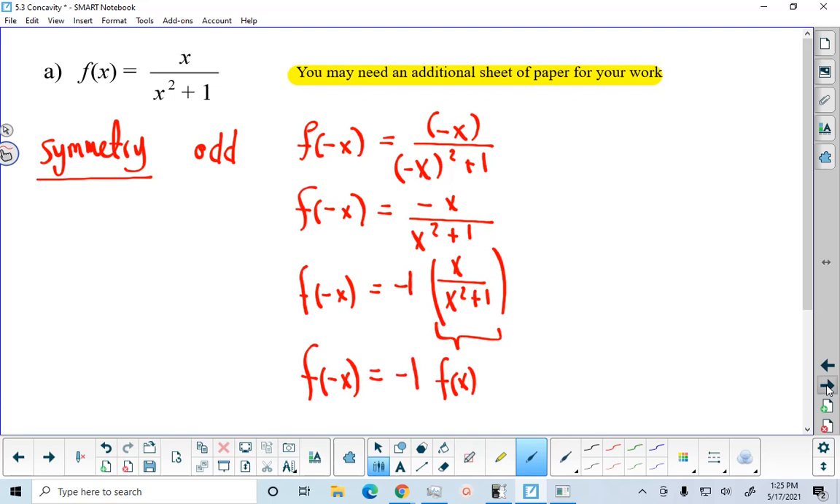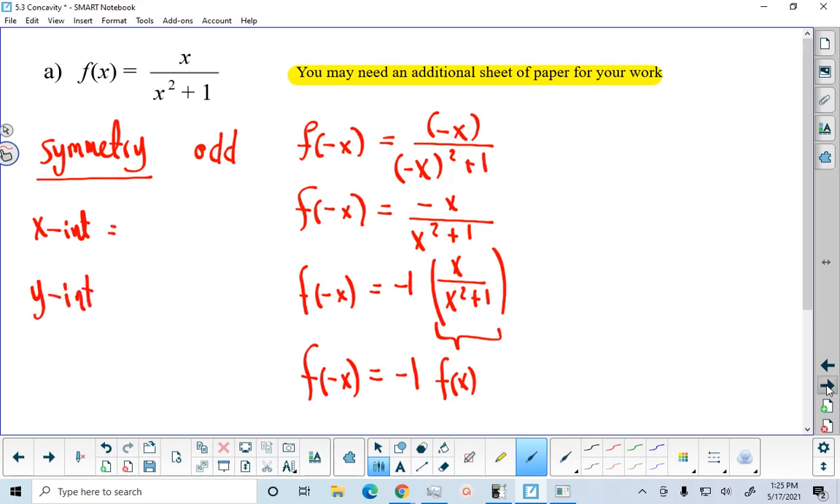I'll be honest with you. I think that piece of information is the least helpful in getting a sketch of a function. It's certainly something we can look at later on and say, oh yeah, that makes sense, it's odd. Let's do intercepts, x-intercepts if there are any, and y-intercept.